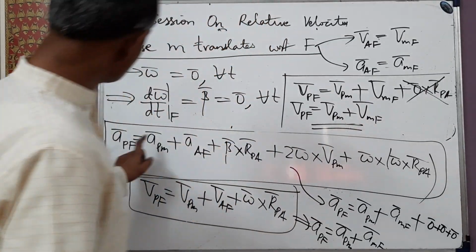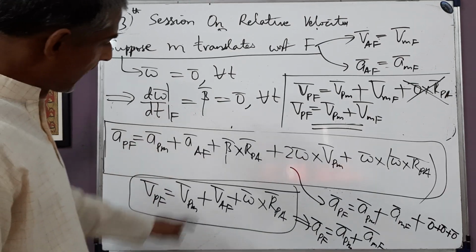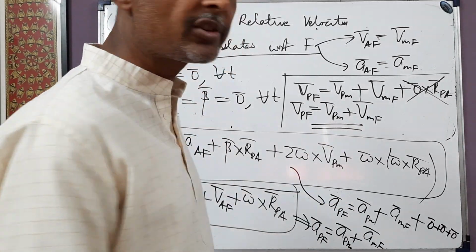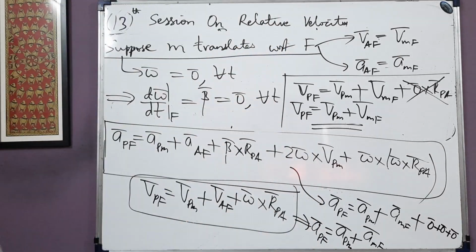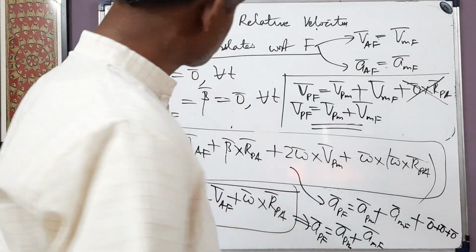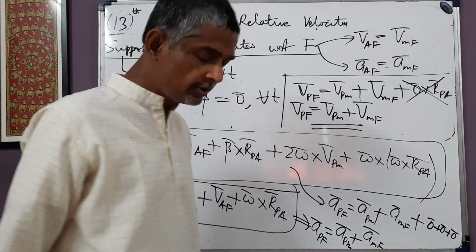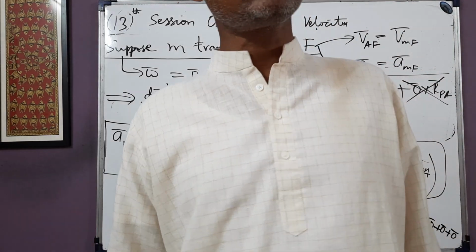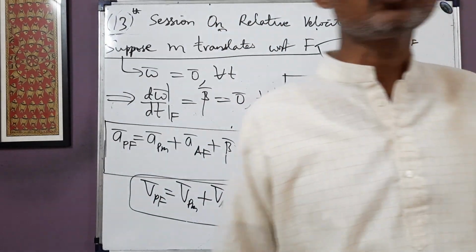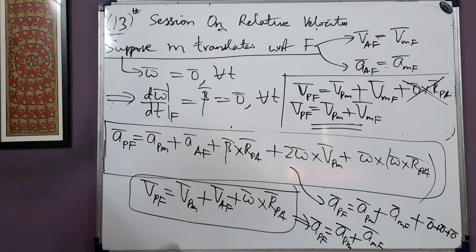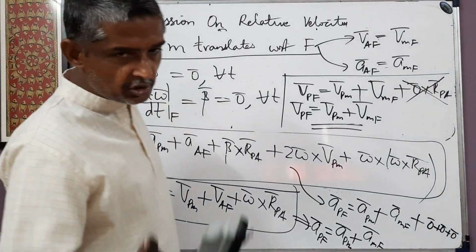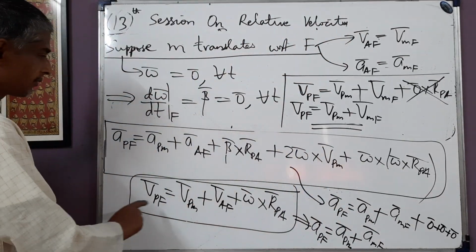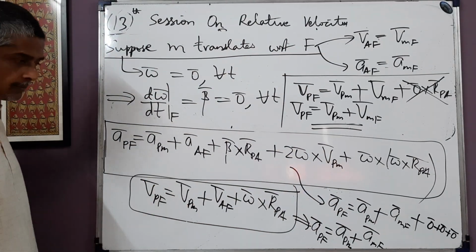And these two are general relations. The results for translating frames are just special cases of these two more general relations. So in this video I have fully explained how velocities and accelerations of point P are interrelated in two frames which are in mutual rotation and in two frames which are in mutual translation. This is all about this in the 13th session. In the 14th session, we'll take up some numericals on general rotating frames. We'll carry out the calculation for these two formulas.